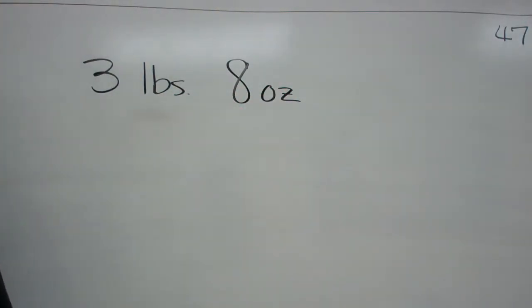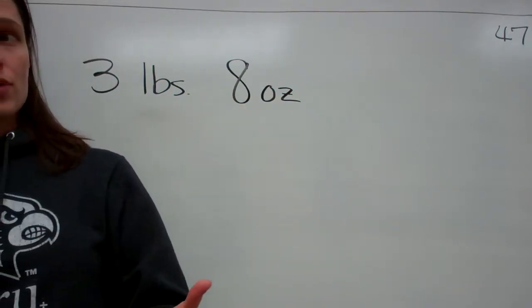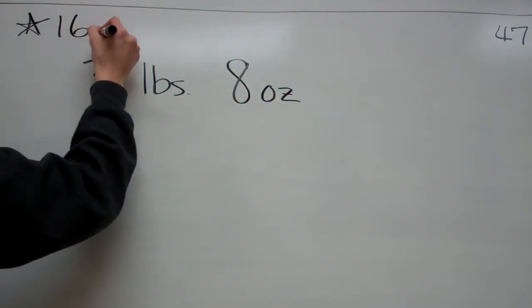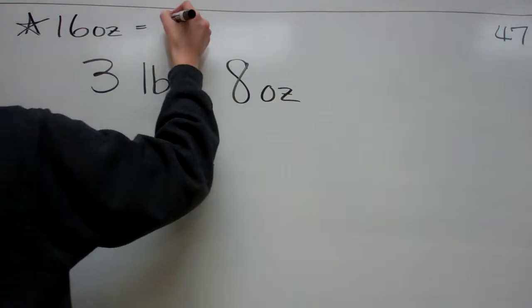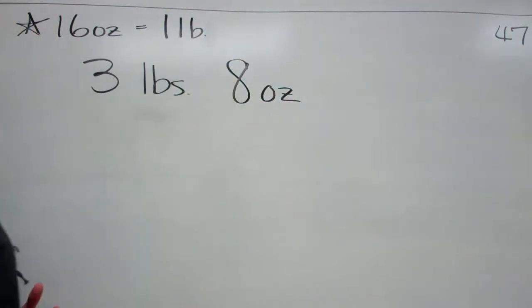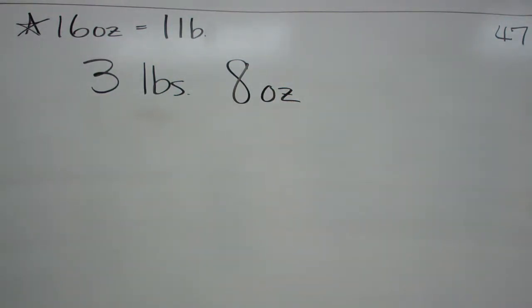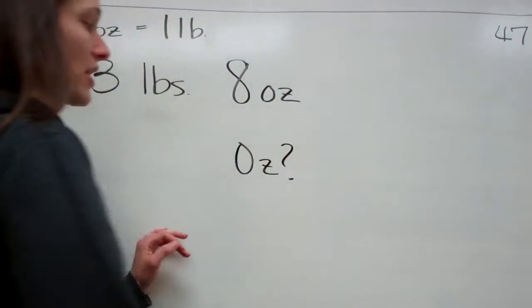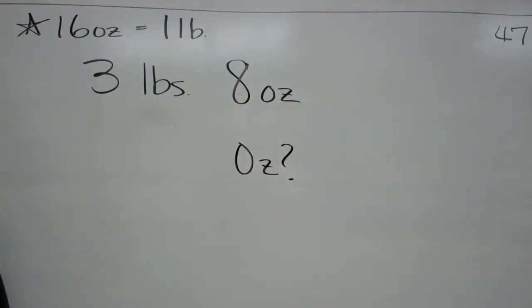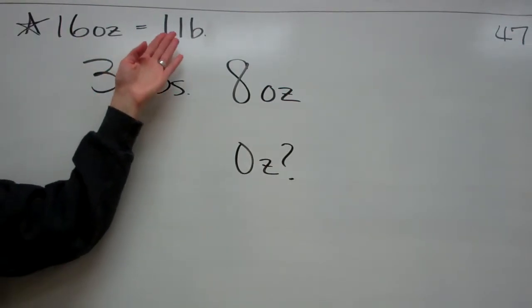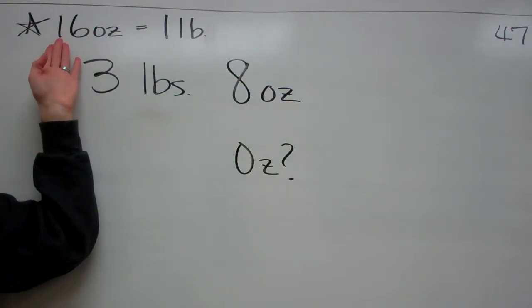Now, this is one you just don't automatically know. Does anybody know how many ounces are in a pound? 16. Very good. You probably ought to write that down. 16 ounces equals 1 pound. We want to know how many ounces. So, 1 pound equals 16 ounces.